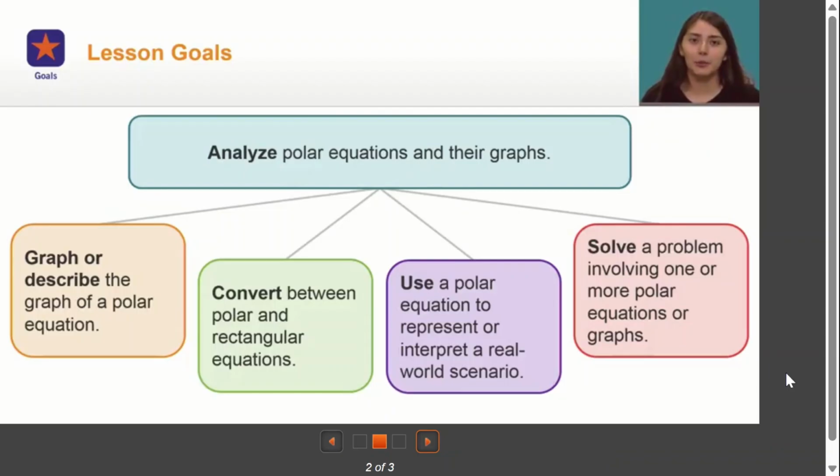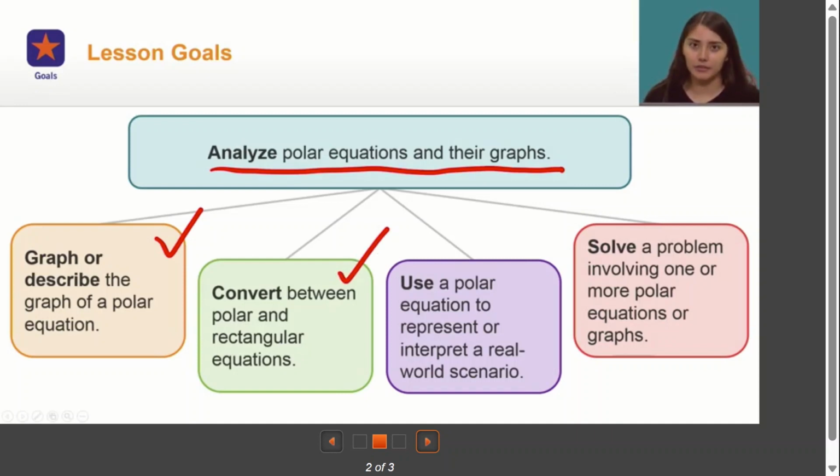To address your lesson question, we will explore polar equations and their graphs. In order to analyze polar equations and their graphs, we will graph or describe the graph of a polar equation, convert between polar and rectangular equations, use a polar equation to represent or interpret a real-world scenario, and solve a problem involving one or more polar equations or graphs.